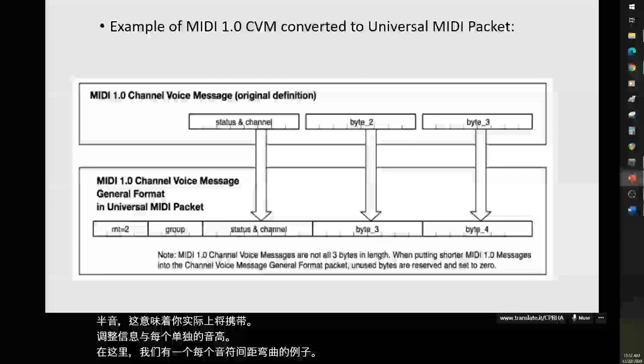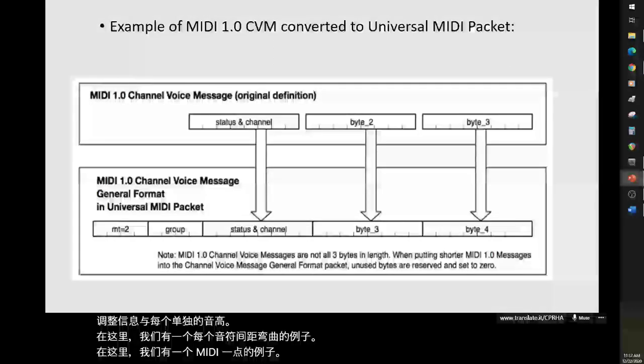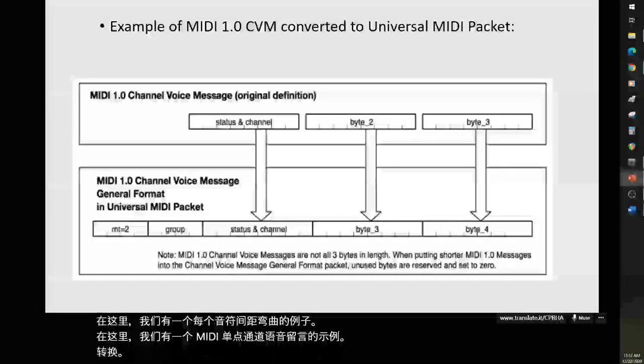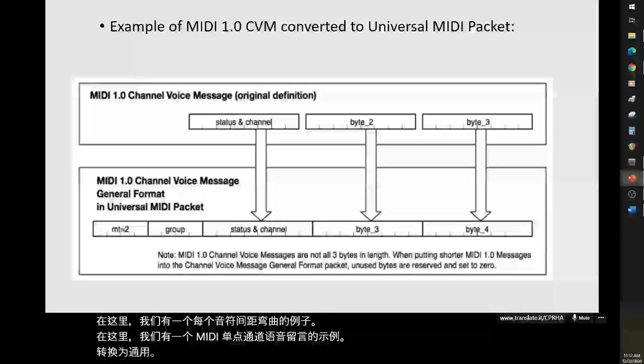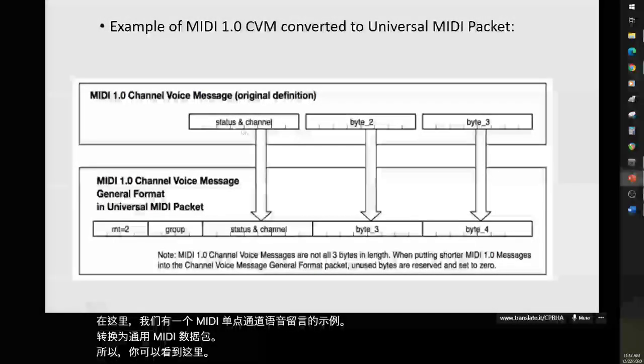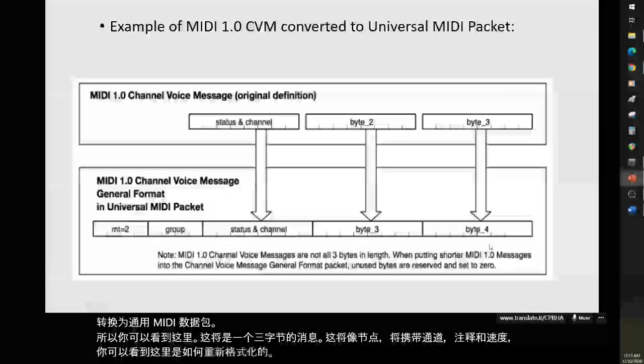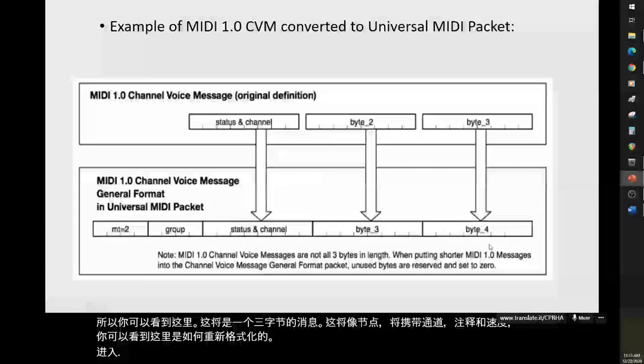And here we have an example of a MIDI 1.0 channel voice message converted into the universal MIDI packet. So you can see here, this would be a 3-byte message. This would be something like note on, which would carry the channel, the note, and the velocity. And you can see here how it has been reformatted into the universal MIDI packet.